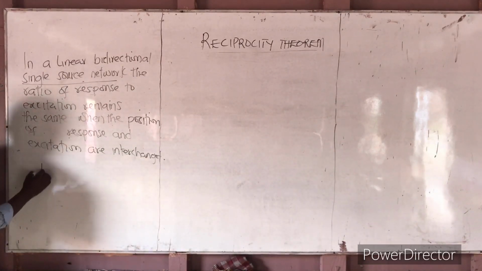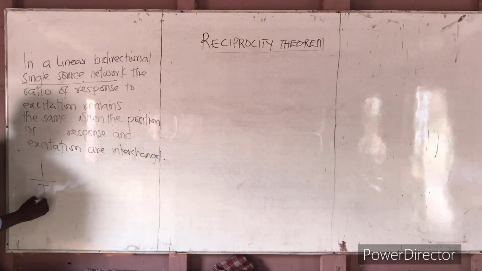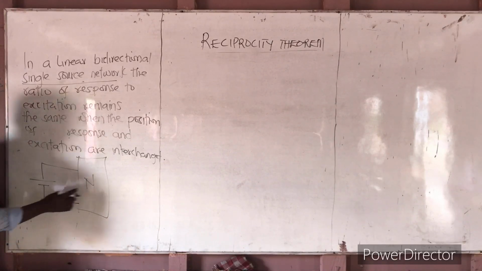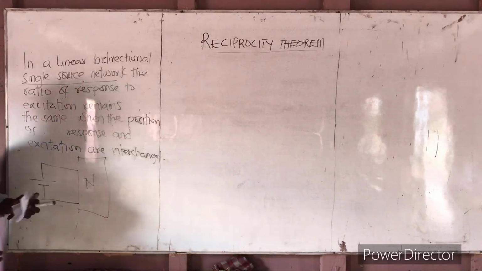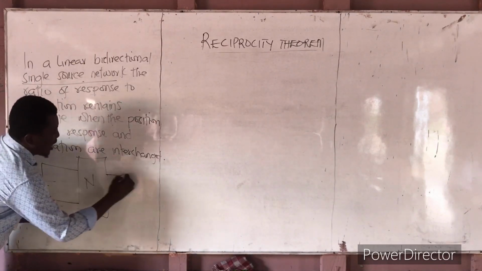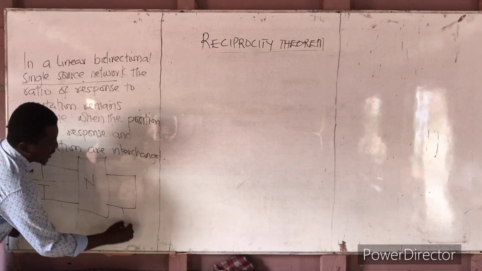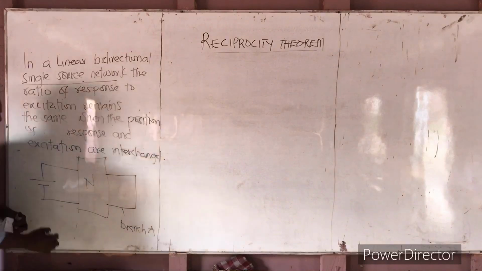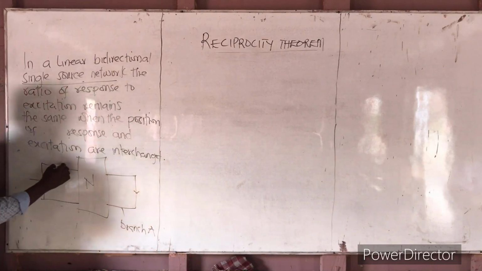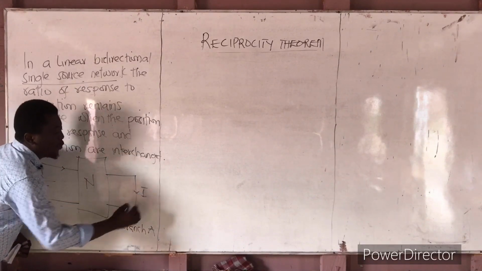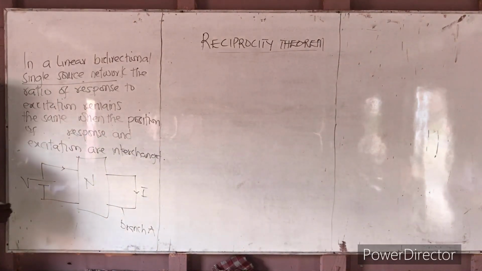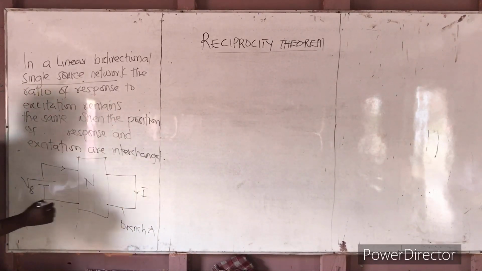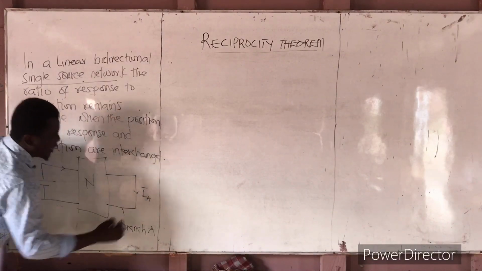So we can take a network like this with a voltage source. Then this network is connected to a larger network, a bigger network made up of resistors, capacitors, and so on. And you have another side which we can call branch A. In branch A, you get a current coming this way. So this current becomes the response of this voltage source. So if this is VB, the current in branch A will be IA.